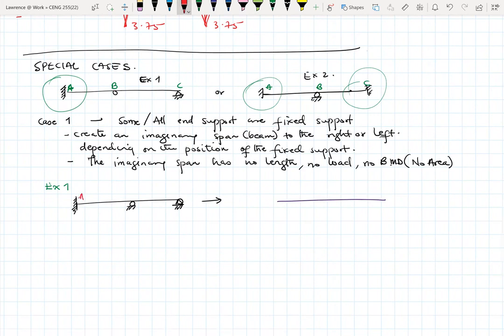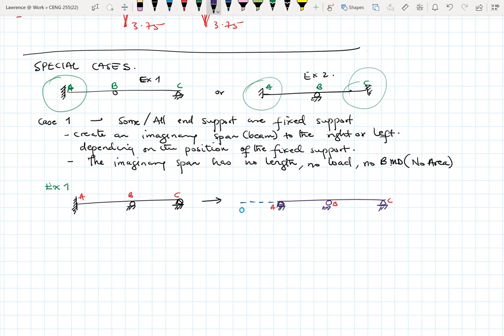whereby I still have my A, B, and C. Again, I have my pin support, my roller here. But with A, I create an imaginary span. So I create this imaginary span right here. On the left, because the fixed support is on the left, I create an imaginary support on the left, and maybe just name it OA. So that by naming that OA, if this is 2A, then I can assume this to be pinned or roller.